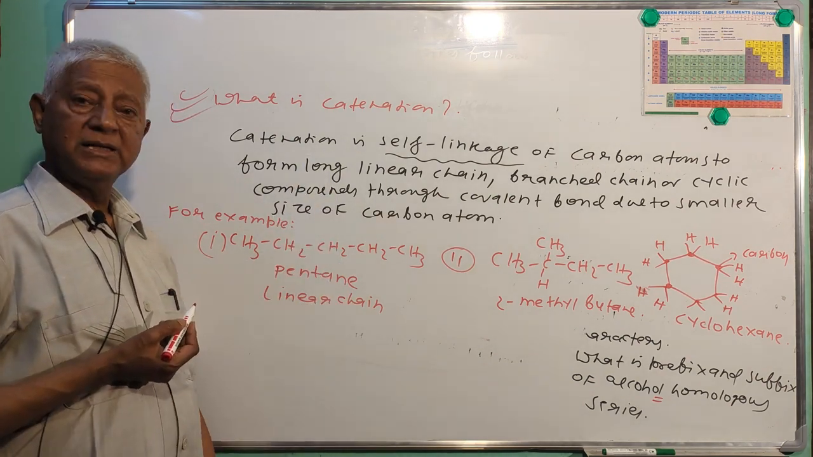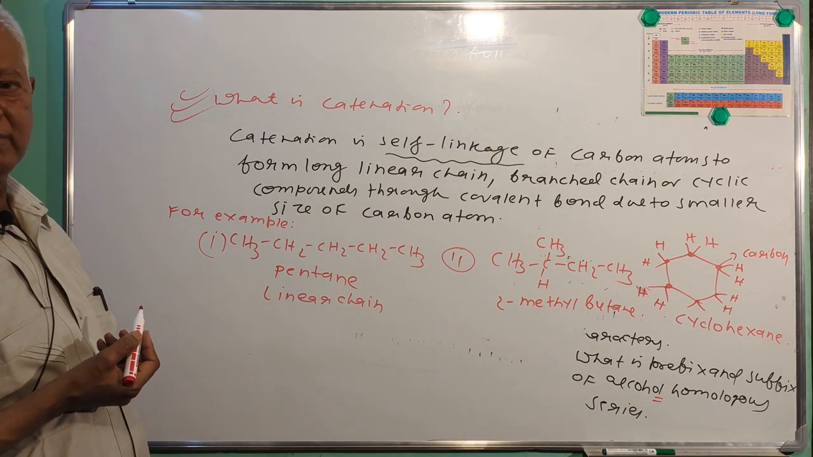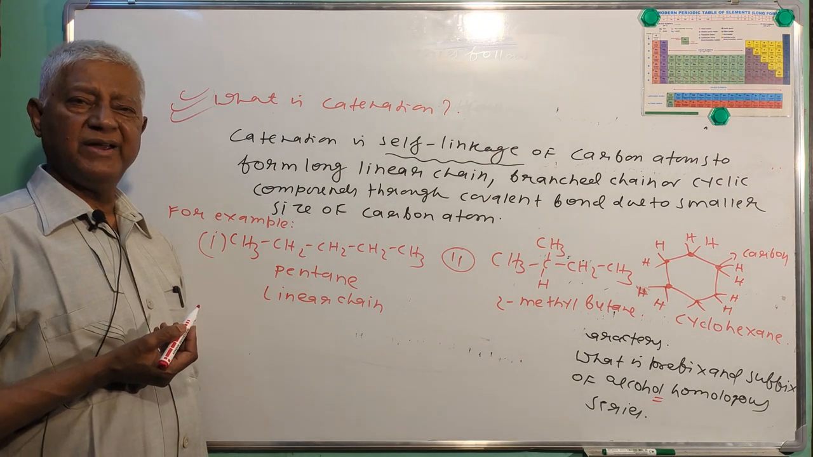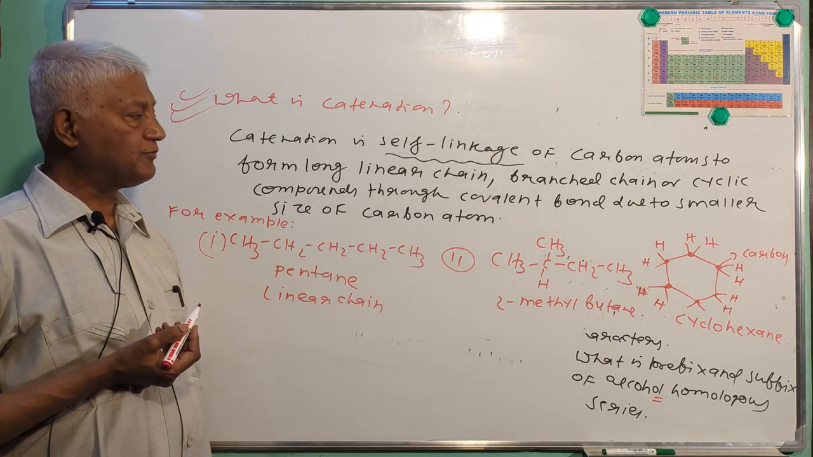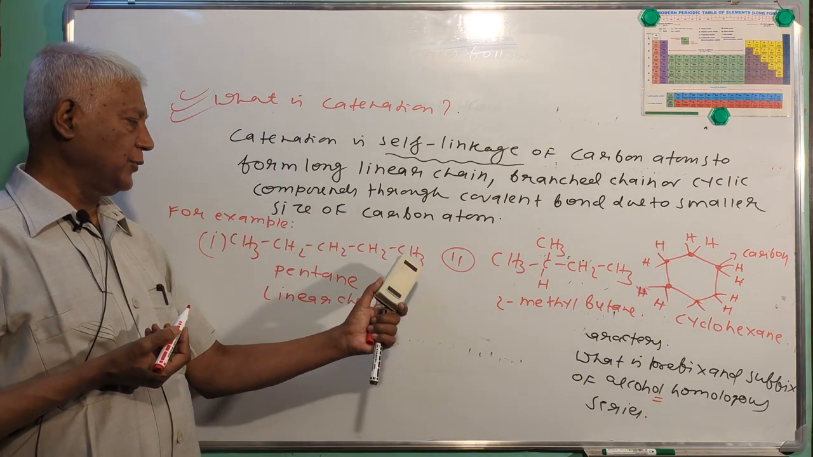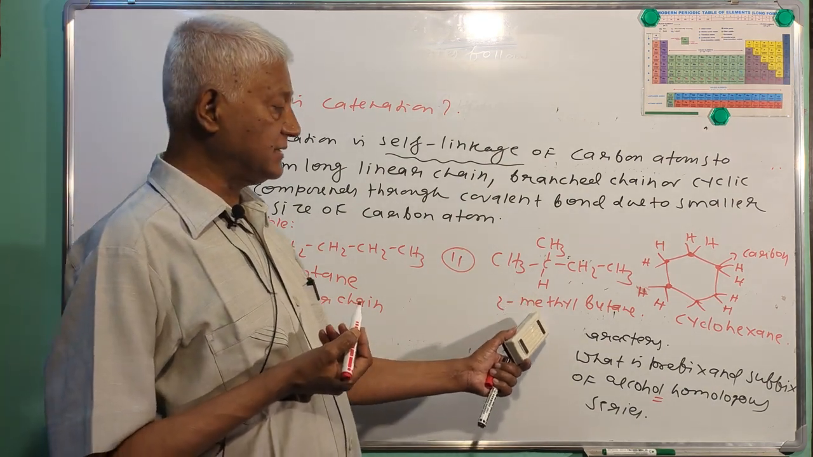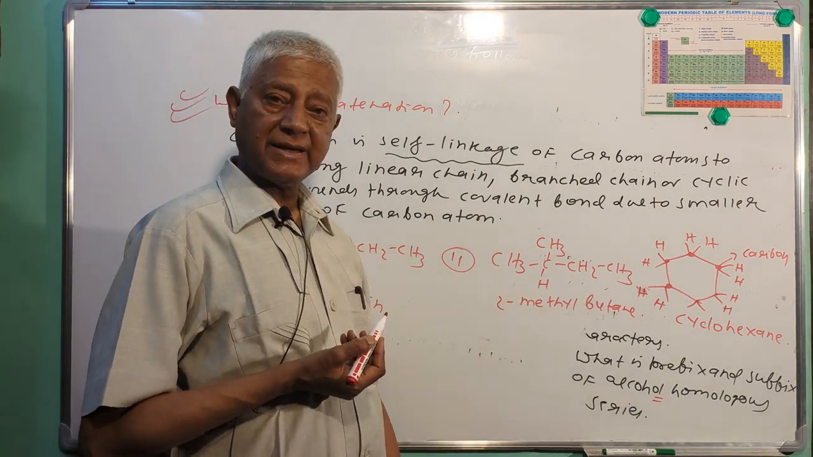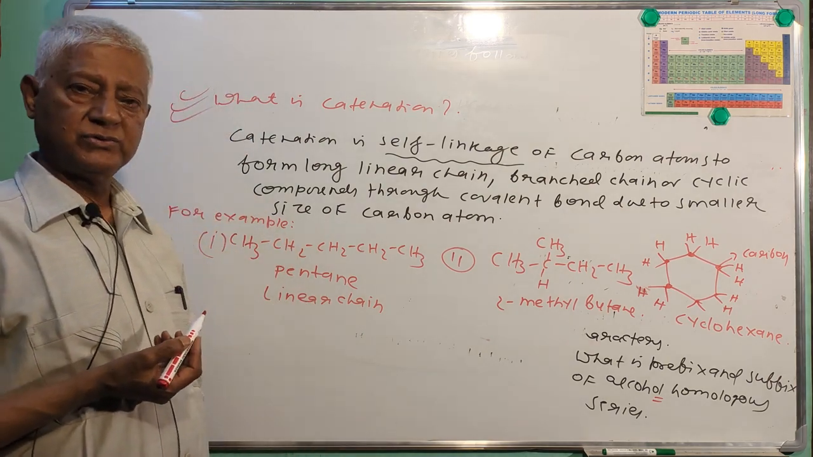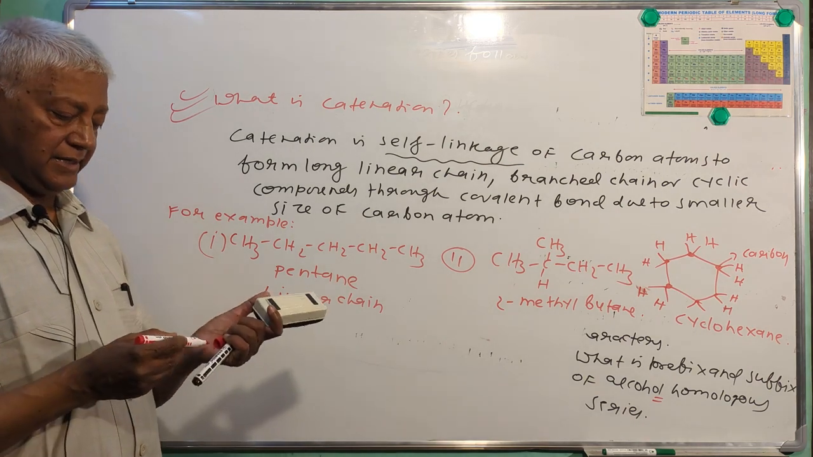Catenation means self linkage of carbon atoms. Why is there self linkage of carbon atoms? Because the size of the carbon atom is very, very small. So it always forms catenation, and due to catenation we get different types of linear chain, sometimes branch chain, sometimes cyclic ring. These all are examples of organic compounds. In organic compounds, catenation is seen generally.